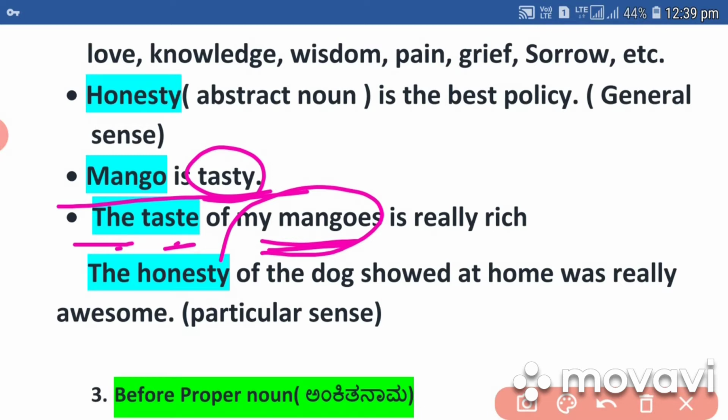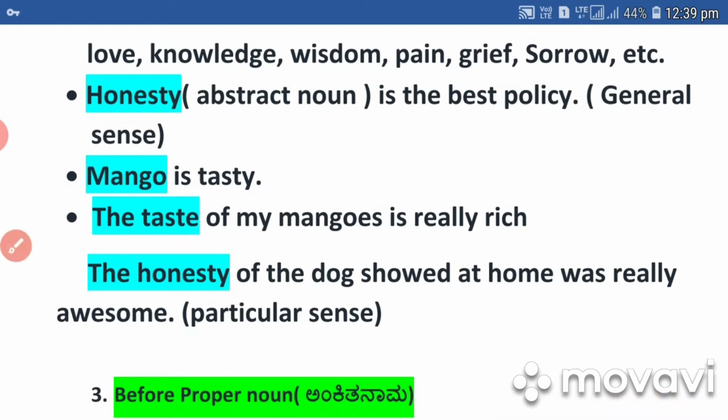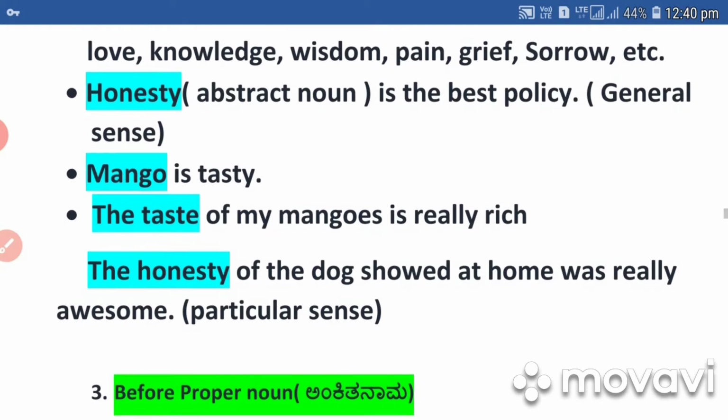Another example, right? Another trick I'm going to give you. See, before abstract nouns, I told you in general sense we don't use any article, but I used the here in particular sense. And if you find it difficult to understand the meaning of the sentence, see if half is there before any abstract word. If you find the word half, just think that the sentence is in particular sense. Okay.